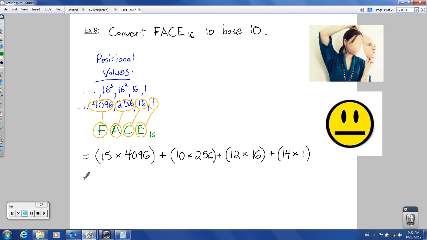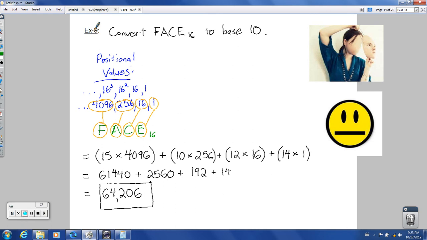So now we just put this stuff into a calculator, work this out, and you're going to get 61,440. This next one, just add a zero to that, 2560. This one, 12 times 16, that's 192, and 14 times 1, 14. Work this all out, add it all together, and you get 64,206 in base 10. All right, so again, that was essentially a review lesson, just using some different bases.